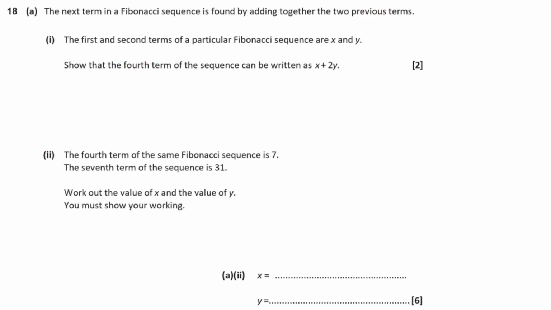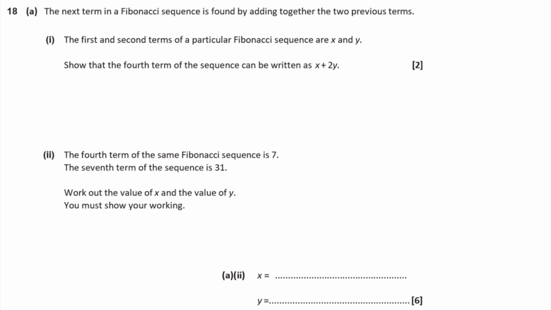Question 18a. The next term in the Fibonacci sequence is found by adding together the two previous terms. The first and the second term of a particular Fibonacci sequence are x and y. Show that the fourth term of the sequence can be written as x plus 2y.